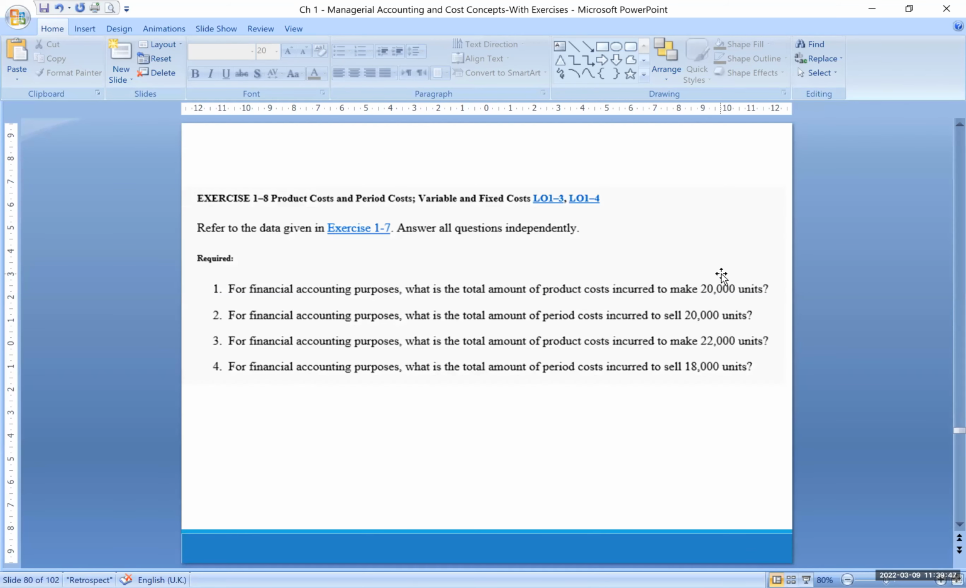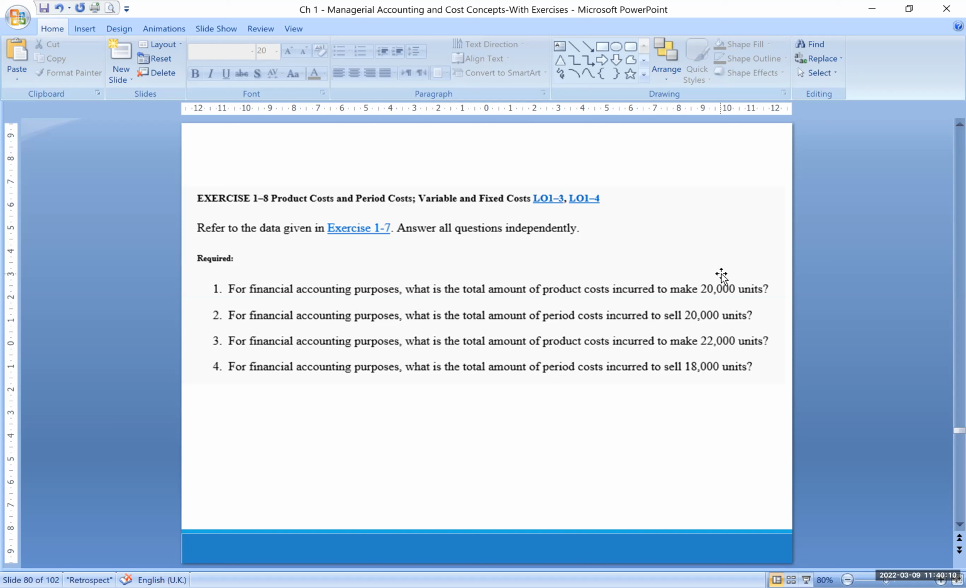The third question. For financial accounting purposes, what is the total amount of product costs incurred to make the 22,000 units? 22,000 units, and this is important.